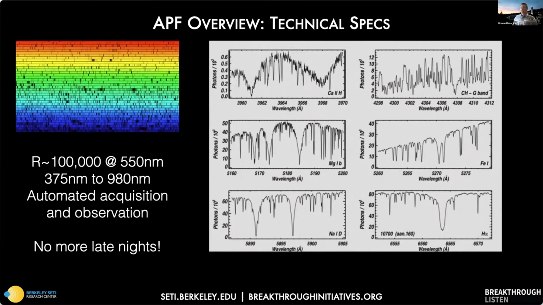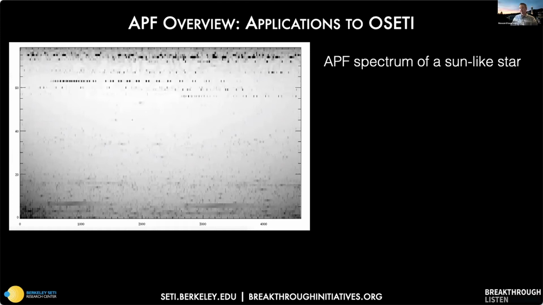And what we're looking for with the Automated Planet Finder are spikes that fall above that continuum. So here's an actual spectrum from the Automated Planet Finder. You can see the wavelength going top to bottom, left to right. You can read this as sort of words on a page. You can see a lot of telluric features up at the top.